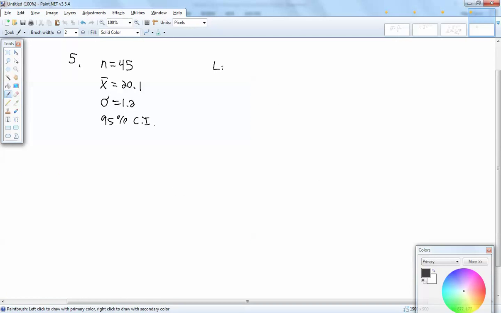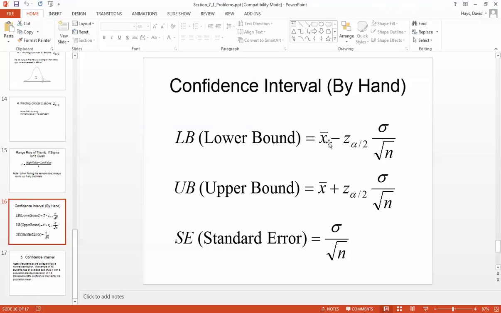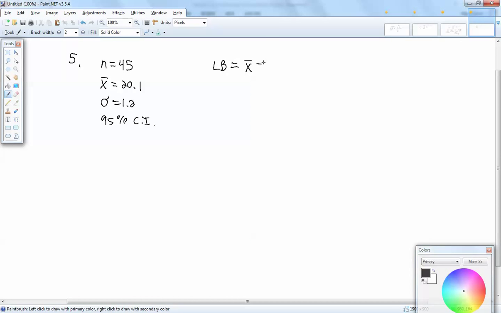For the lower bound, we're going to have x bar minus z alpha divided by 2 times sigma divided by square root of n. In our upper bound, we've got x bar plus z alpha divided by 2 times sigma divided by square root of n. Well, we're given some of these. X bar we know, that's 20.1. Minus z we don't know, so let's find that.